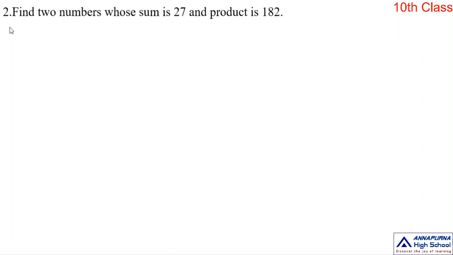Here the second one is, find two numbers whose sum is 27 and product is 182. Okay, so here what are the unknowns? The two numbers are the unknowns, but we are in quadratic equations in one variable only. So that's why here we take only one unknown as x.